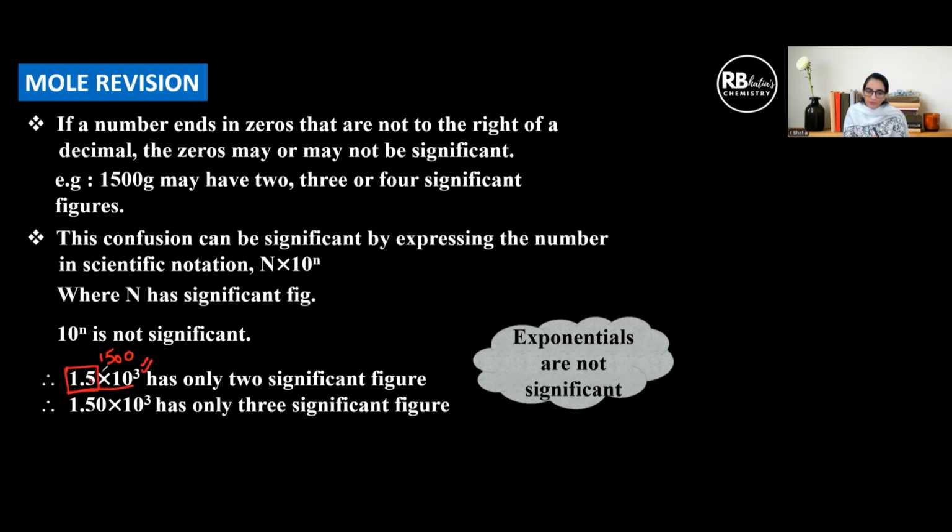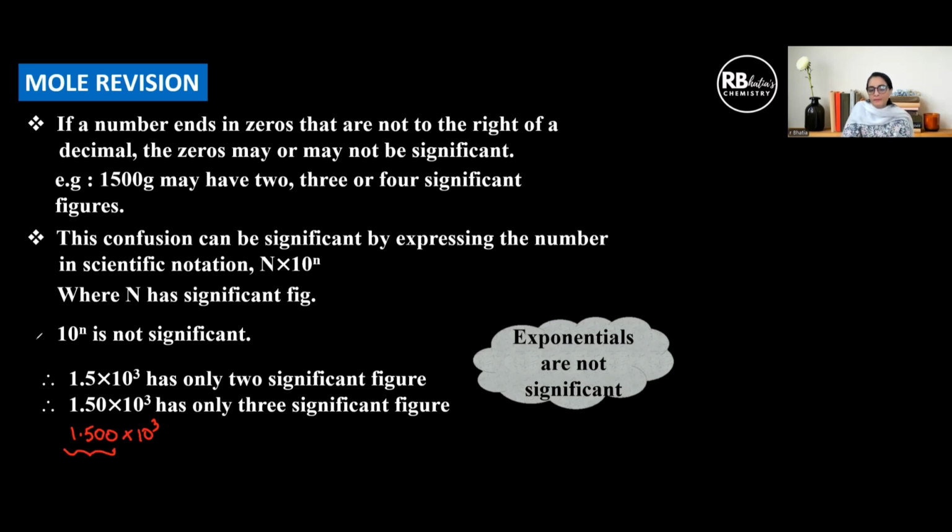This has 1.5, which means 2 significant figures. So this expression is going to show only 2 significant figures in the quantity. But if I write it as 1.50 into 10 to the power 3, it means it has 3 significant figures. Because we've just done the rule, all the zeros that are to the extreme right and after a decimal point are considered significant. So this number is also going to be 1500, but this expression shows that this has 3 significant figures. Similarly, if I write it as 1.500 into 10 to the power 3, so this time it is going to have 4 significant figures, right?